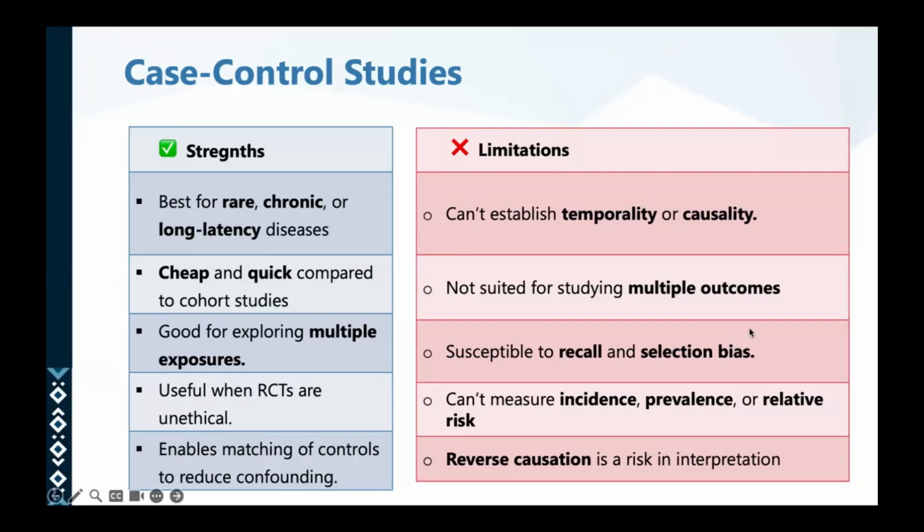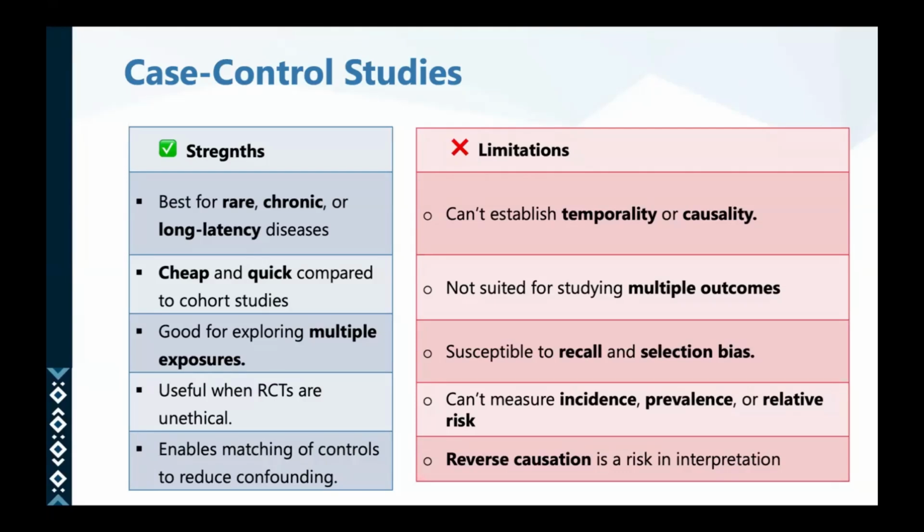And also the way that you select controls is very important. If you do not select controls very well, you're more likely to have some selection bias and have a mismatch between the control and the cases. It's also not even possible for you to do incidence and prevalence and relative risk because you are taking patients and looking back in time. To have incidence, which is the number of new cases, you have to look at people prospectively. And so it's very hard to get incidence from there.